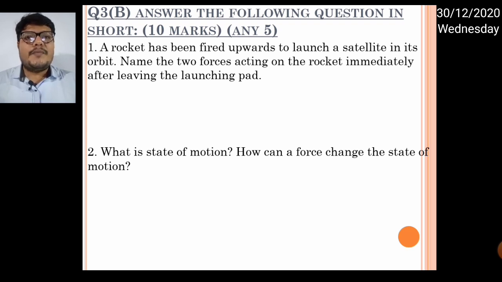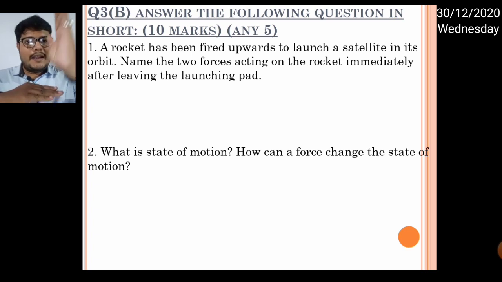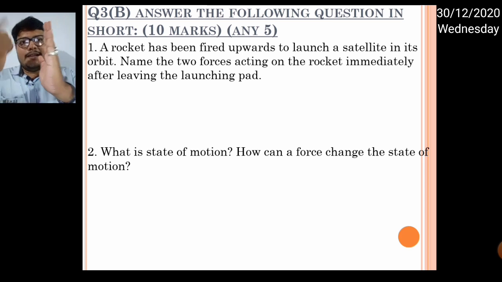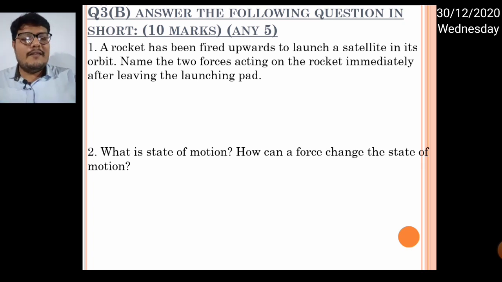Now this is interesting. See here, a rocket has been fired upwards from the launch pad to launch a satellite into its orbit. Now name the 2 forces acting on that rocket immediately after leaving the launch pad. The rocket is on the launch pad, it will leave the launch pad. Now it is in the air, in the atmosphere, right? Because it is not in contact with the earth, the earth will apply a force, that is gravitational force. Now it is in the air, in a fluid, so there will be fluid friction, right? There will be a force applied by air, so those 2 forces will act on the rocket.